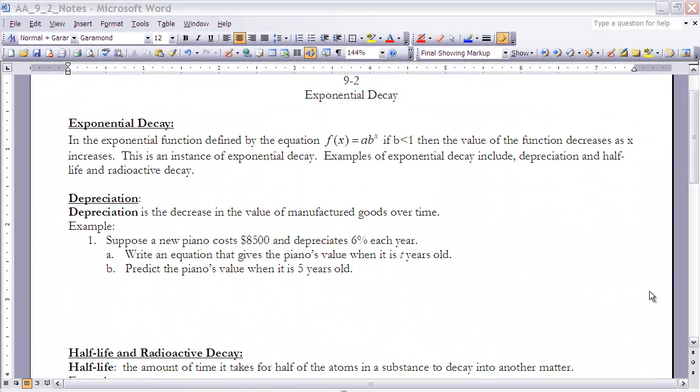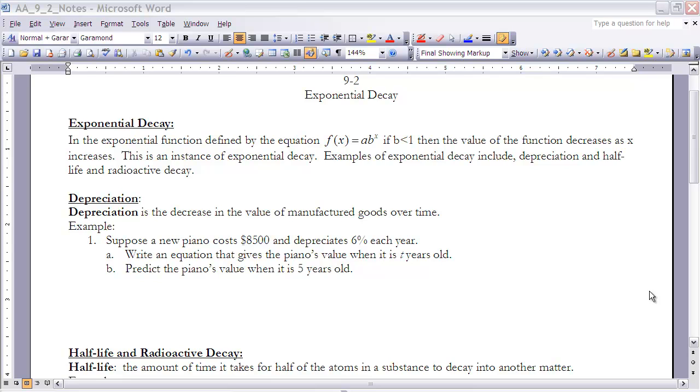This is the notes for section 9.2, exponential decay. If you haven't done so already, make sure you read the section first before continuing on with these notes. Exponential decay is really just an extension of what you did in 9.1 where we looked at exponential growth. It's just that instead of things getting bigger, they're getting smaller as the independent variable gets bigger.